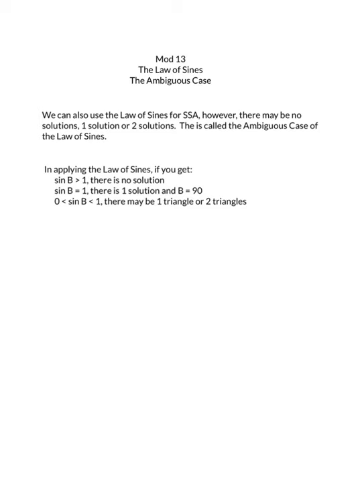When you are applying the law of sines in the ambiguous case, if you get sine of B greater than 1, remember, the sine cannot be greater than 1. The sine has to be some number between 0 and 1. So if you get greater than 1, there's no solution. If you get the sine of B equals 1, well then there's one solution and your angle B is 90 degrees. If you get the sine of angle B equaling some number between 0 and 1, then there may be either one triangle or two triangles.